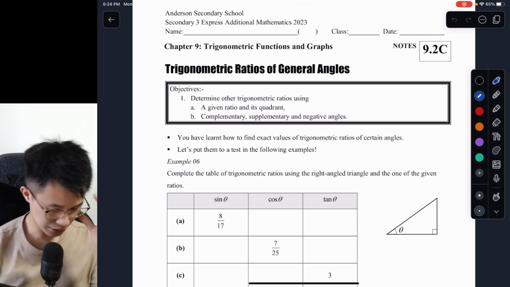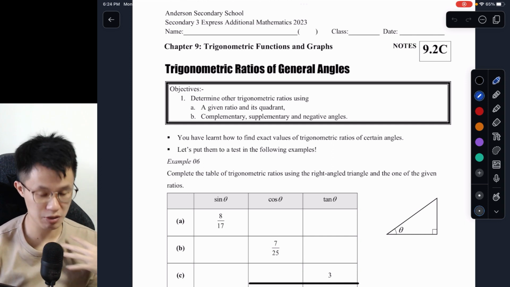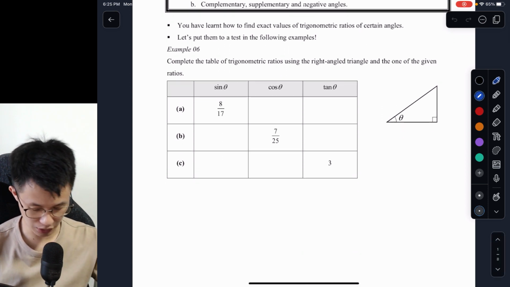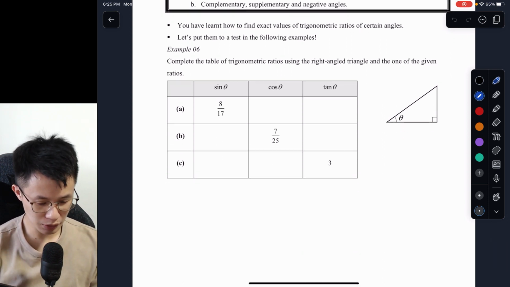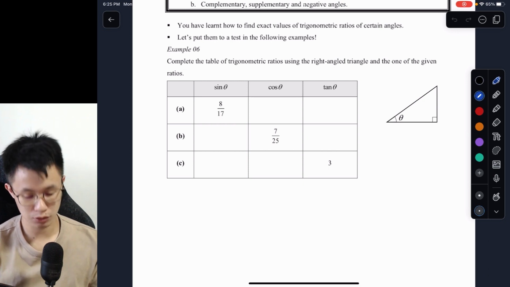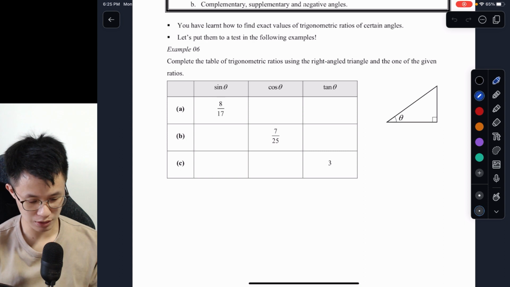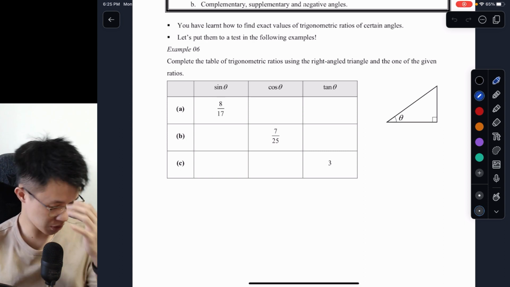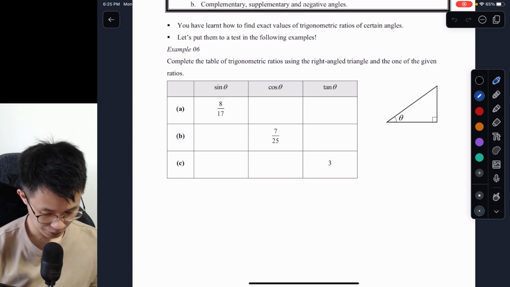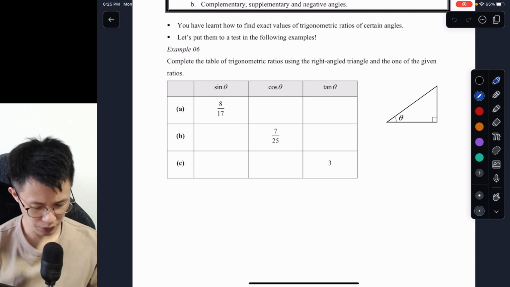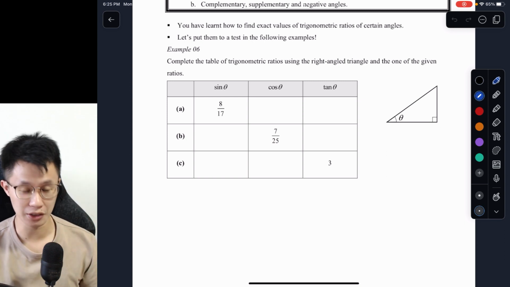Okay, as we start on the last part of trigonometry ratios of general angles, I think what we want to do here is just look at this example, and try to use what we already learned to figure out the ratios of cosine theta. I'm just going to use the first example here, where we have a right angle triangle with the trigonometry ratio of sine theta.